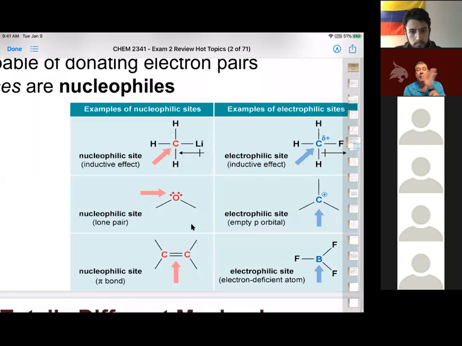In the opposite of that, carbon can also be an electrophilic site. If there's a more electronegative atom making a polar bond, that carbon is partially positive, and therefore it is a site for the electrophile. If we have a carbocation, an empty p orbital, that is an electrophilic site. And if we have an electron deficient atom like boron in this case, or aluminum, that is also an electrophilic site.